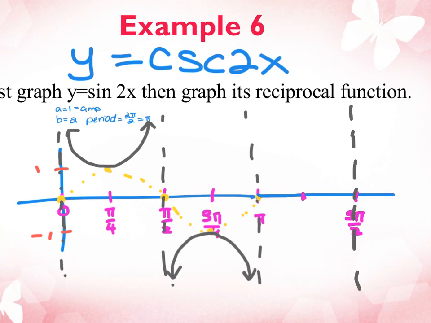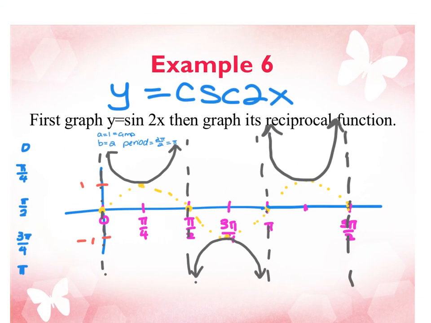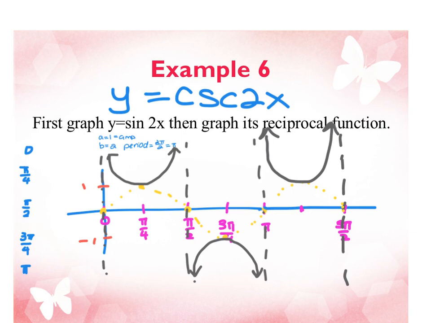The sine curve would have continued to go up to 1 and back down, which means my other curve would look like that. So for your final answer, you need 1, 2, 3, 4 asymptotes and 1, 2, 3 curves.